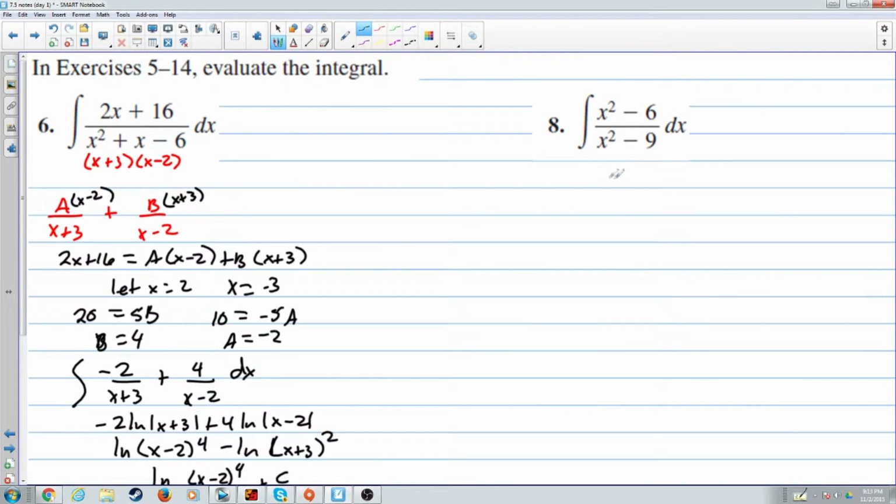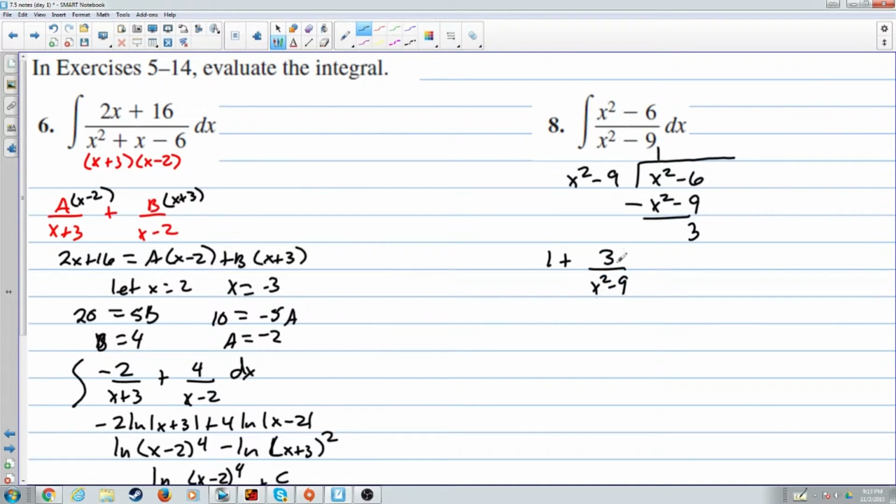On number 8, we have to divide first because the powers are the same on the top and the bottom. So we're going to divide x squared minus 6 by x squared minus 9. It's going to be 1, and we have x squared minus 9. And we always subtract with long division. So negative 6 minus negative 9 is 3. So we have 1 plus 3 over x squared minus 9.